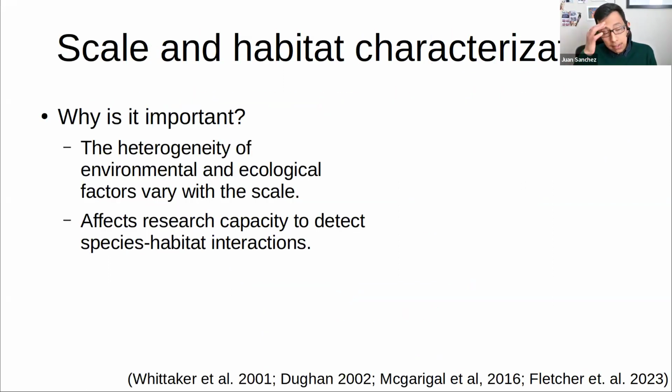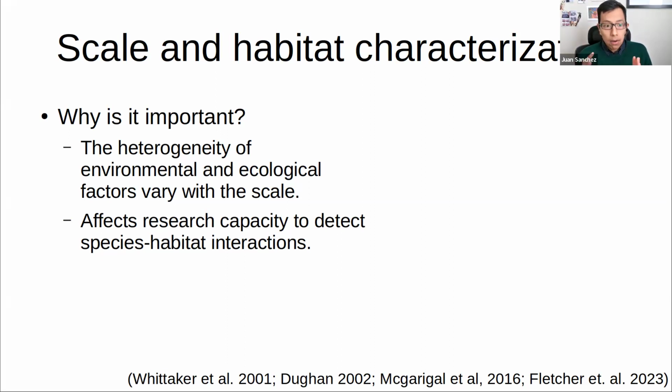So why is it important to take into account the scale concept for habitat characterization? Well, the heterogeneity of environmental and ecological factors can vary with the scale. What does this mean? When you measure an environmental factor, like the amount of forest or the amount of a certain resource, it depends on the size of the area where you take that sample of the environmental factor you are studying. You might capture only a certain part of the variation that the species perceives.